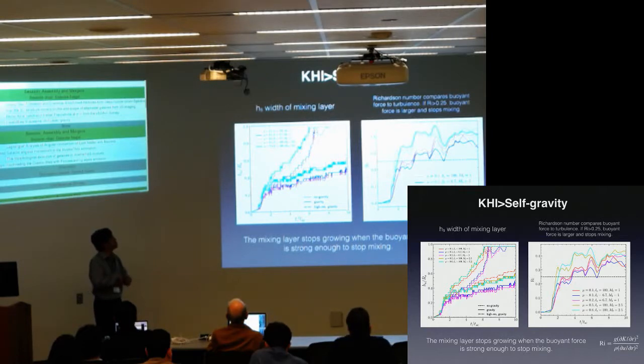This is because of the buoyant force that stops the mixing between the two different media. You can characterize this buoyant force using the Richardson number, which compares the buoyant force to the turbulent mixing. If this Richardson number is greater than some critical value, in this case 1/4, that means the buoyant force is larger and it can stop mixing. So you can see that after the Richardson number gets greater than 1/4, most of the early growth of the mixing layer stops and gets suppressed.